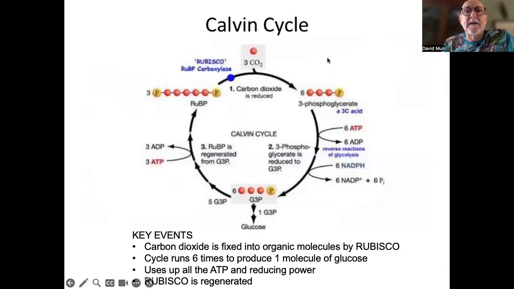This is called the Calvin cycle, named obviously for the person who first described it. But the Calvin cycle is really the most important part, I suppose, of the biological processes in terms of the ecology of plants and everything that eats them, because this is the part of the process which is actually going to produce organic molecules from carbon dioxide and water.